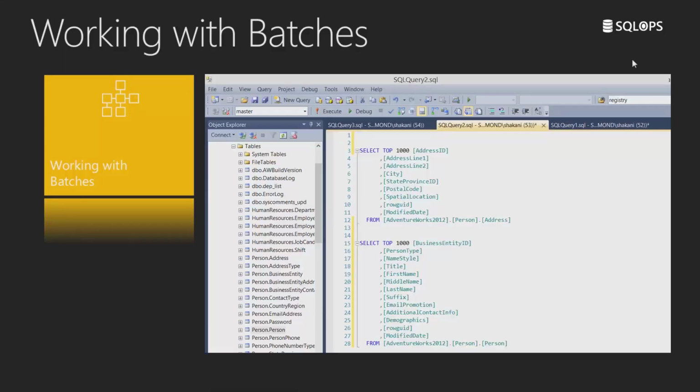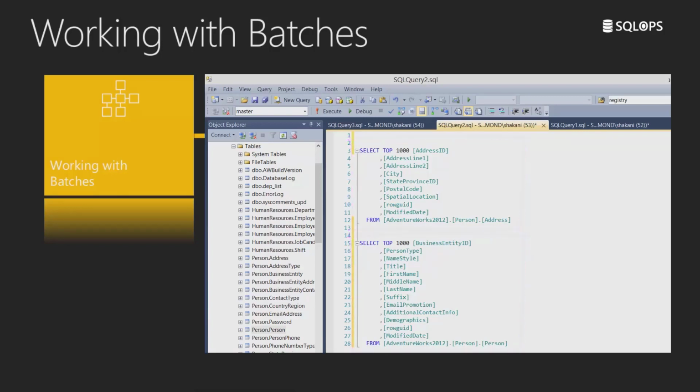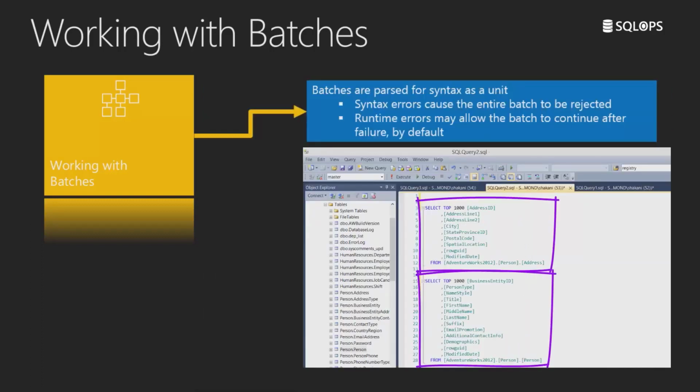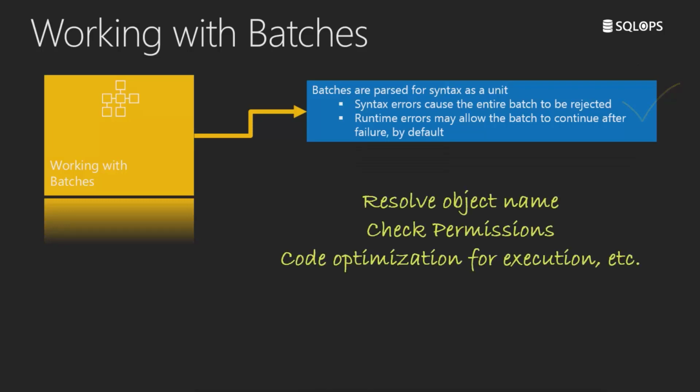Let's say you have two SQL statements in your query editor window in SQL Server Management Studio and you press the F5 button to execute them. When a batch is submitted by a client like SSMS, the first thing that happens is the SQL Server engine takes the batch and parses it for syntax errors. Any errors found will cause the entire batch to be rejected, and there will be no partial execution of statements within that batch. And next, when the batch passes the syntax check, the SQL Server proceeds with the additional steps like resolving object names, checking permissions, and optimizing the code for execution.